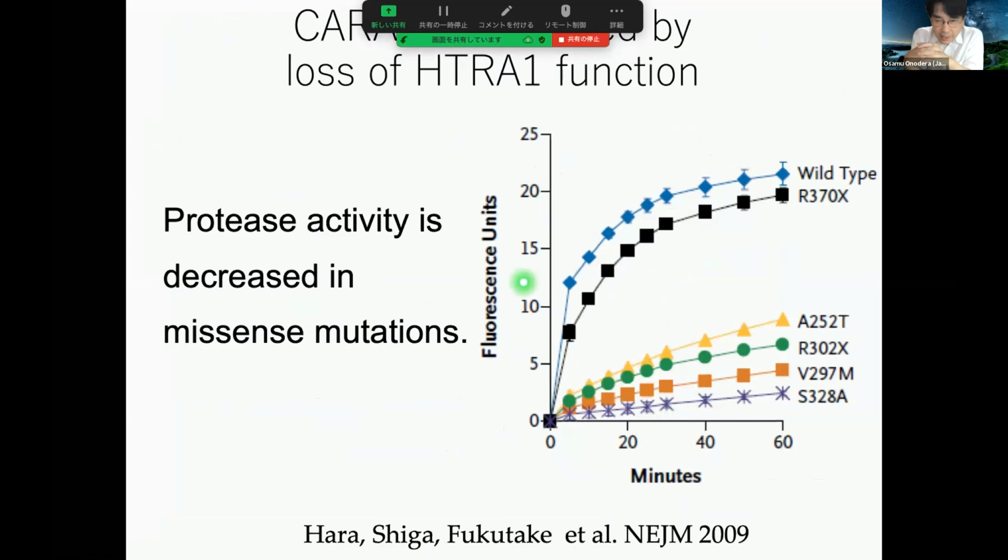After we identified the mutations of HTRA1, we easily found that in most of the mutations, the protease activity is decreased. Thus we can speculate that the loss of the activity of HTRA1 causes CARASIL. But one of the mutations, R370X, retains the protease activity, and that's a problem. Therefore, we focused on why this mutation caused CARASIL.